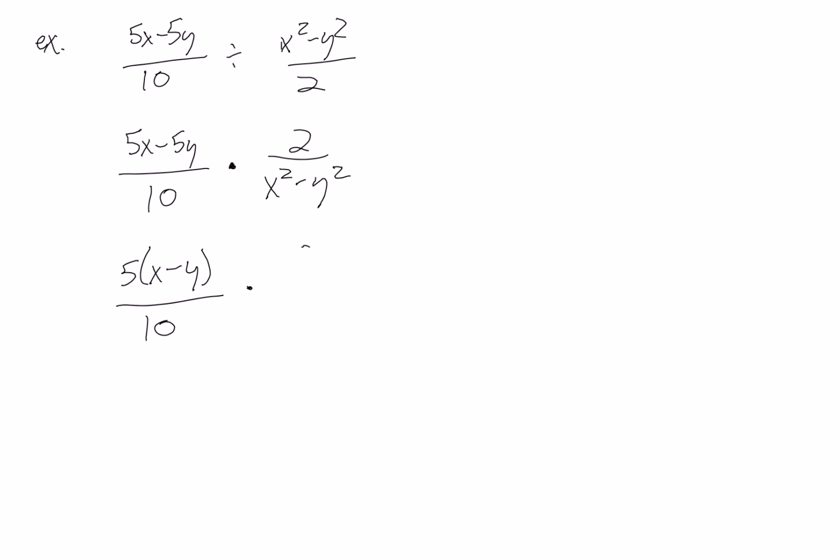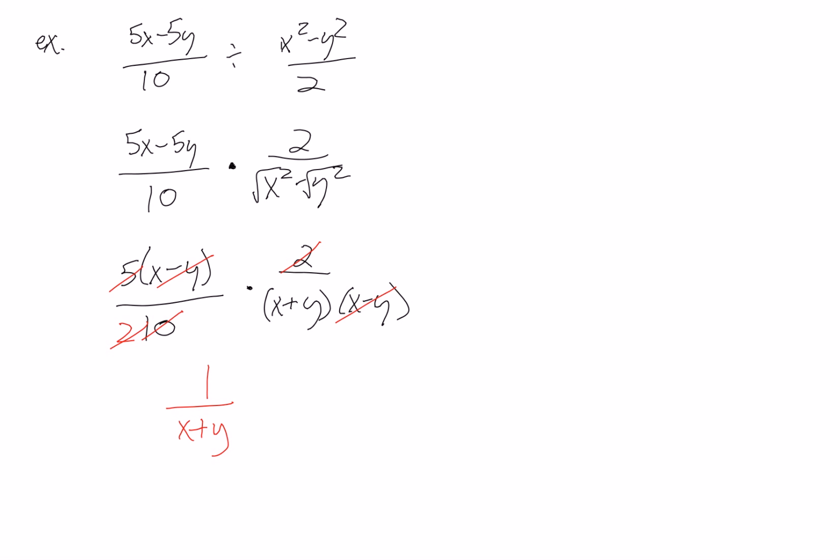And for the second fraction, we can square root the bottom, right? We can square root both of those. So we'd have x plus y and an x minus y. So we've got everything factored as much as possible, so now we're ready to cancel. So the x minus y's cancel. We can divide out a 5 out of 10, that'll give us a 2. We can cancel the 2's. And that's it. So our final answer is 1 over x plus y.